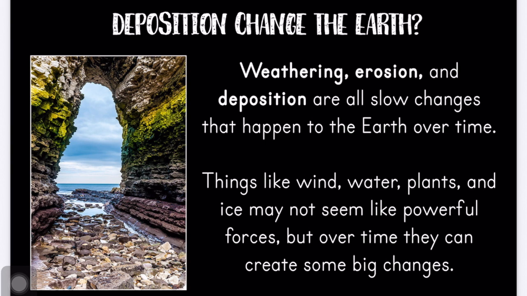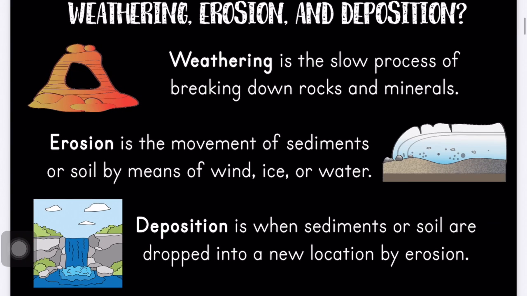I see a big rock, right? And it's really pretty colors, actually. But how in the world did that happen? So what's the difference? Weathering is the slow process of breaking down rocks and minerals. Erosion is the movement of sediments or soil by means of wind, ice, or water. Deposition is when sediments or soil are dropped into a new location by erosion.